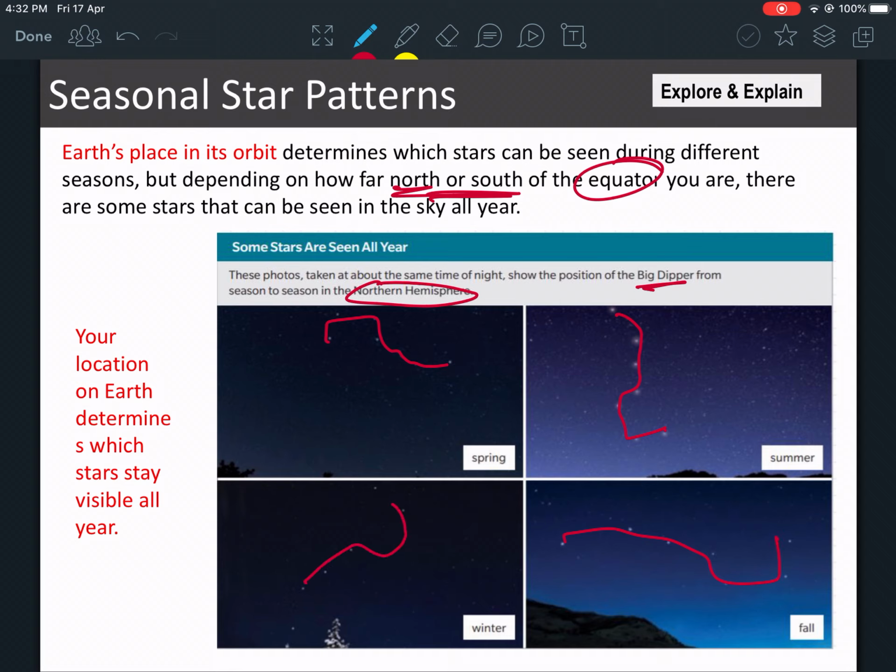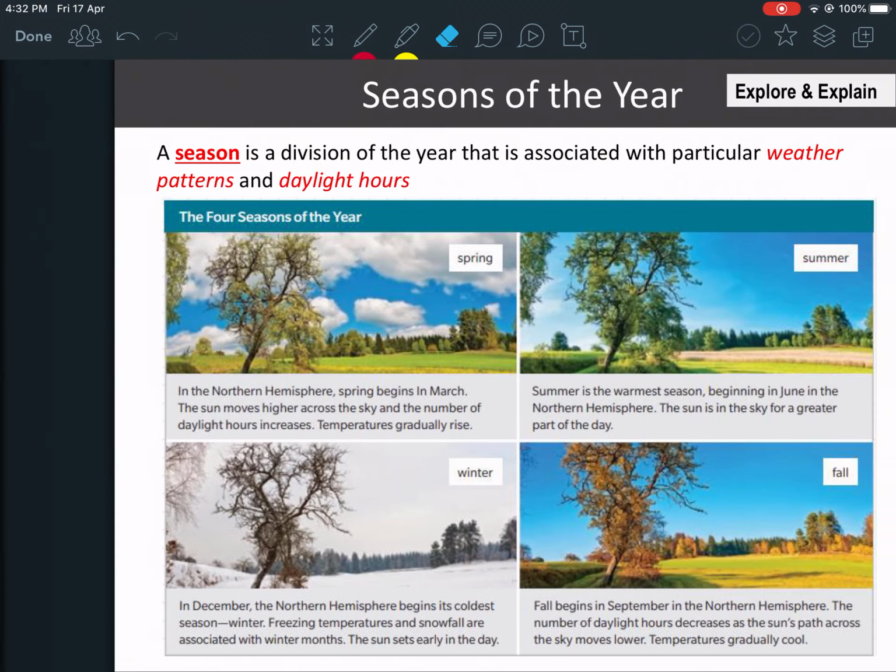So it changes as they move along in their orbit around the sun, but they can still see it all year.